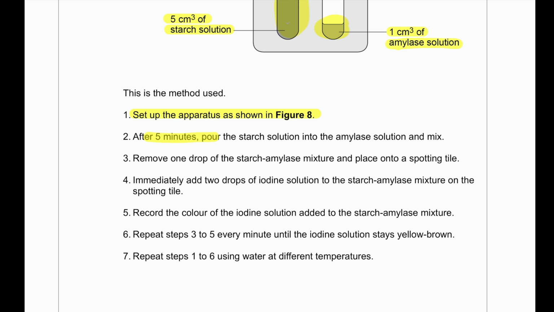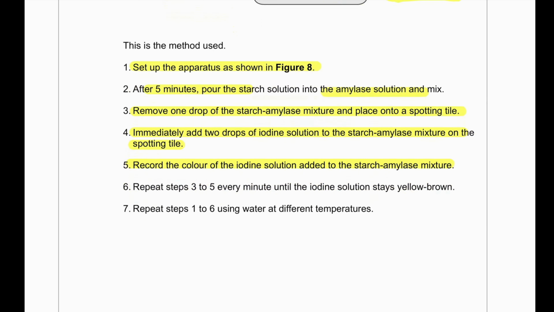After 5 minutes, the starch solution was poured into the amylase solution and they were mixed. Remove 1 drop of the starch mixture and place it in a spotting tile. Then immediately add 2 drops of iodine solution to the starch amylase mixture on the spotting tile. Record the color of the iodine solution added to the starch amylase mixture.